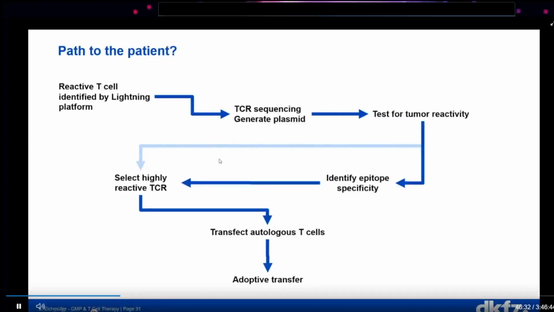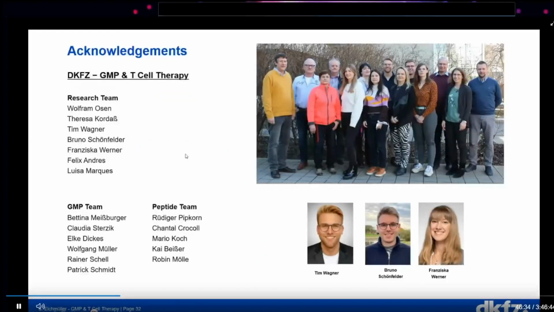Okay, so I'm at the end of my presentation. This is the team I'm leading, working on the different aspects, especially in the research team. We were busy with these Lightning experiments. I also have a GMP team trying to translate that to the clinics, and another team synthesizing peptides.